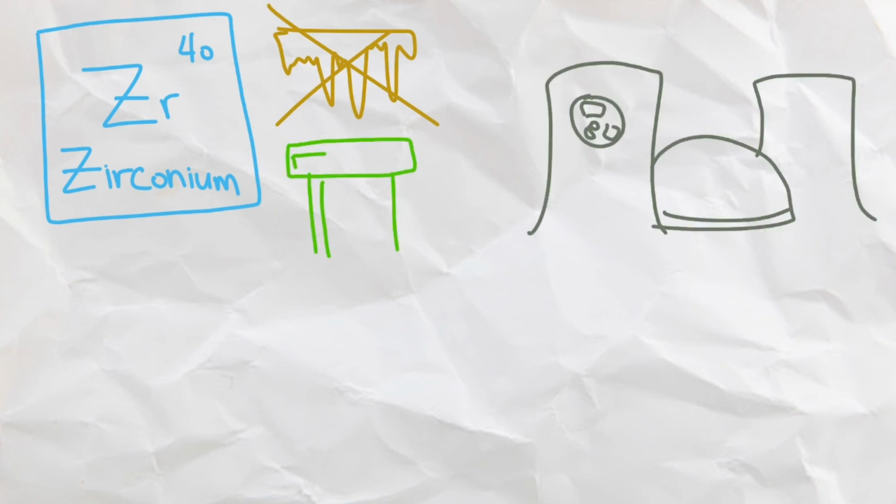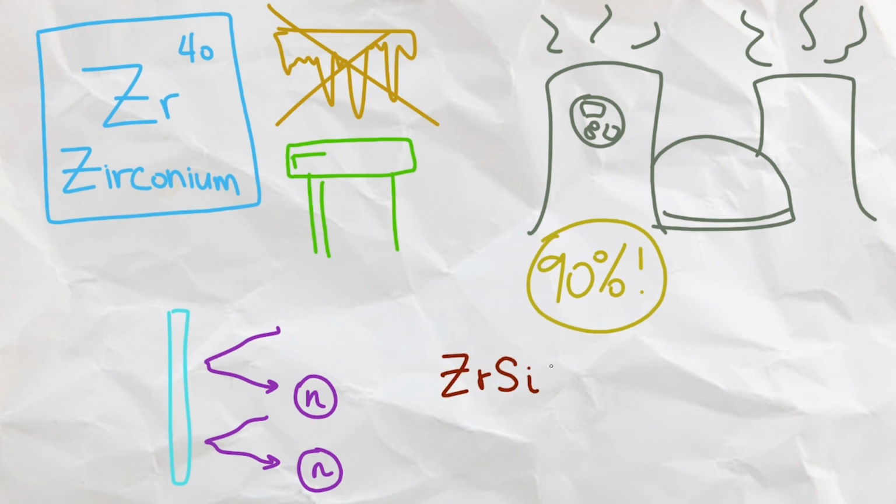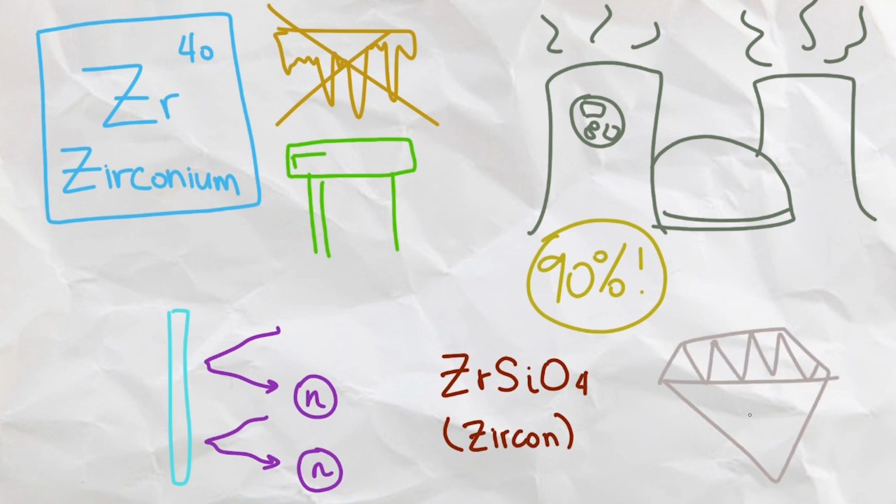And lastly, we have zirconium, a highly corrosion-resistant metal used in pipes, though its most common use is in nuclear reactors, since this element doesn't absorb neutrons easily. The nuclear industry takes up around 90% of all zirconium annually. Another use of zirconium is in jewelry in the form of zircon, which is a semi-precious gemstone with different color hues most commonly used to look like diamonds.